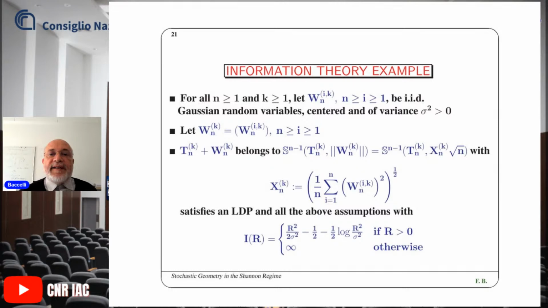Think of now each point being associated with a Gaussian displacement per dimension, IID. Okay, so point K has n entries which are Gaussian, centered with variance sigma square.